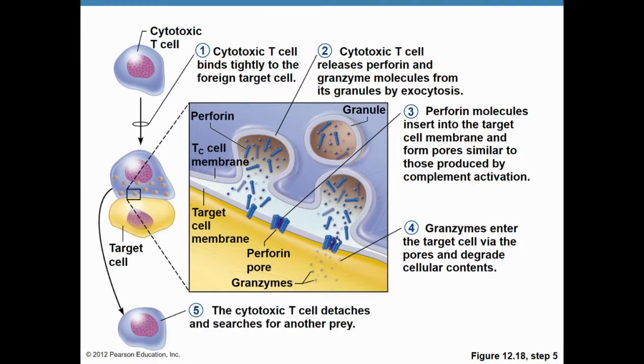And then the cytotoxic T cell can detach, and it can do this over and over again. So it's not like one T cell to one abnormally acting cell. The T cell can kill, and then it can move on and kill again and again. So they're like the snipers.